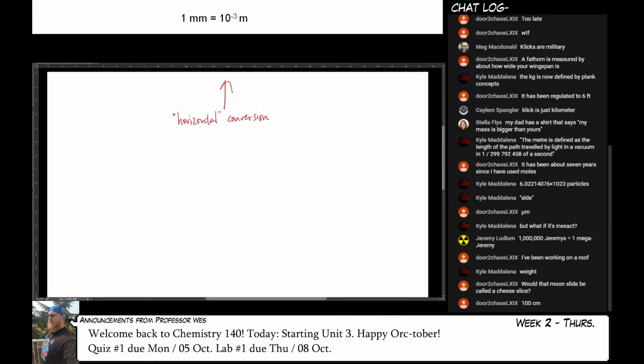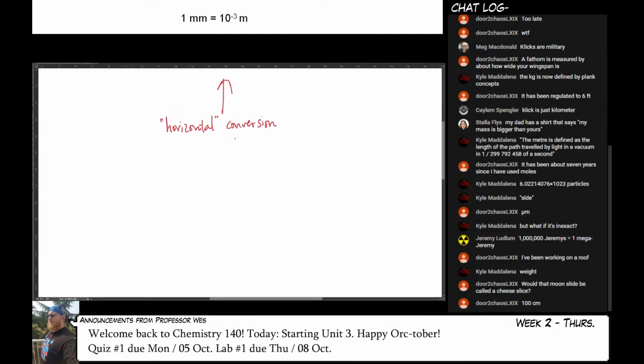And what I want, I can make that a little bigger here. What I want to do is to make a vertical conversion. And what I mean by that would be something like this. So how do I get this information?